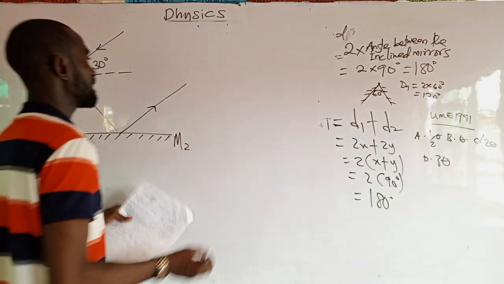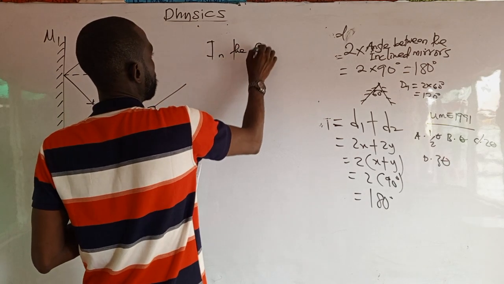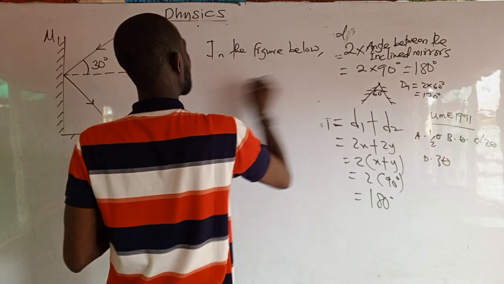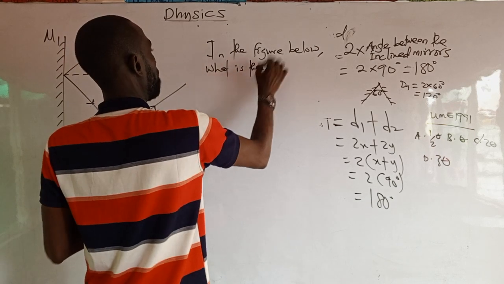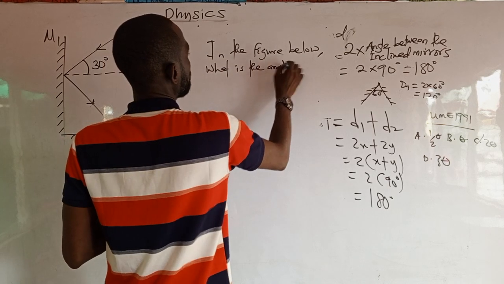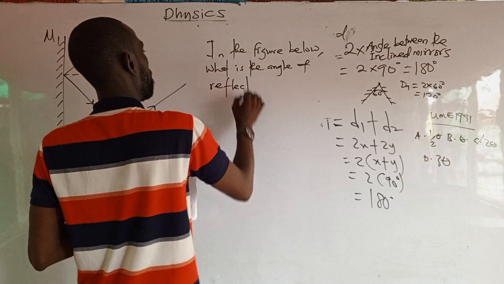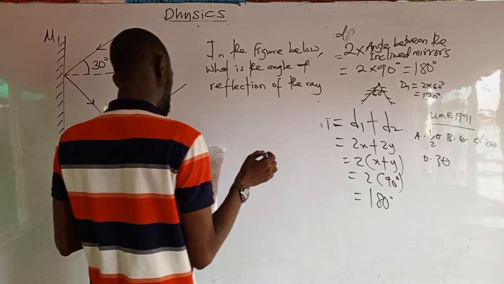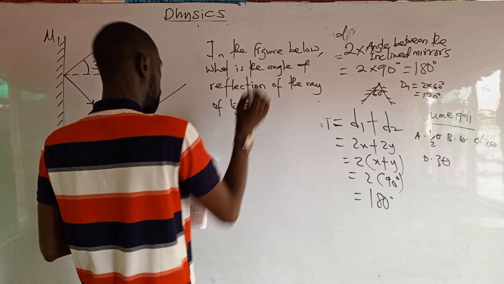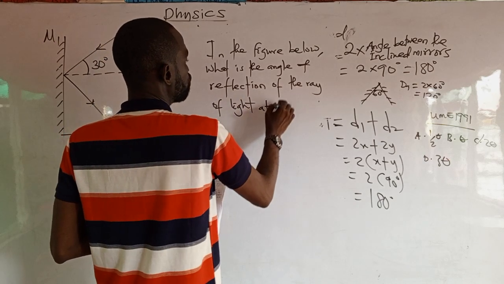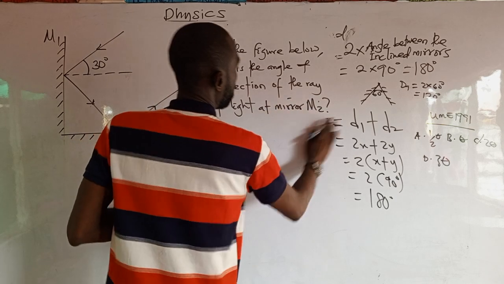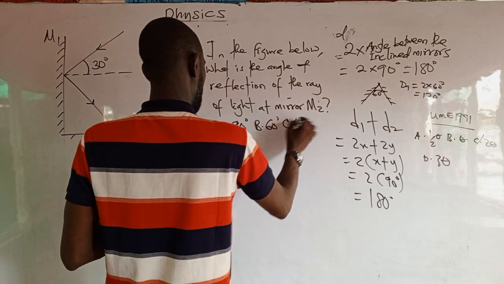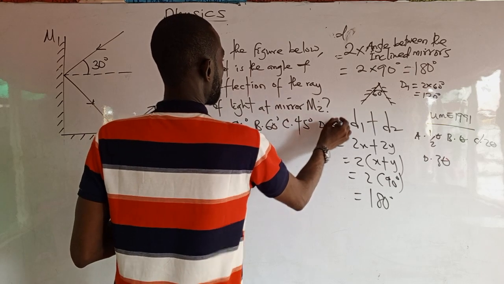Then I'll say in the figure below, okay, what is the angle of reflection of the ray of light at mirror M2? We have A 90, B 60, C 45, and D 30.